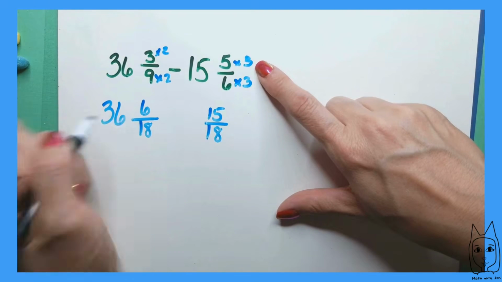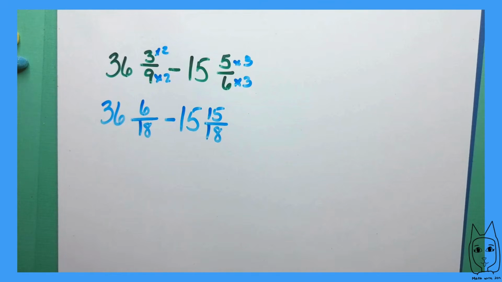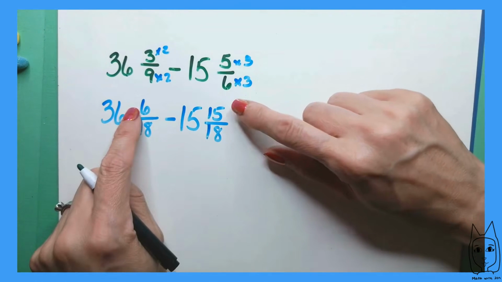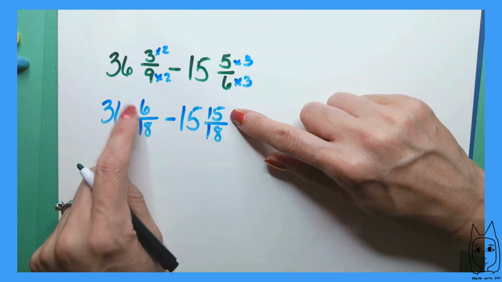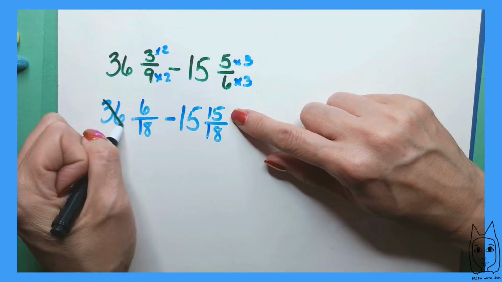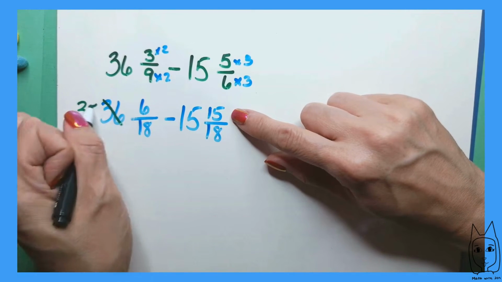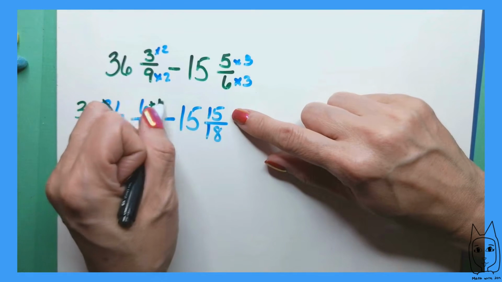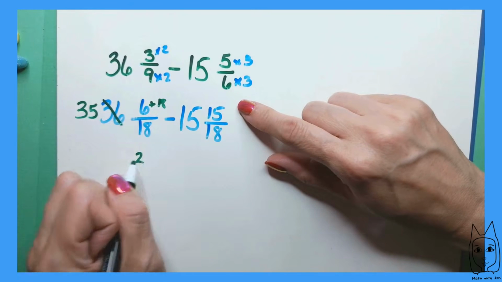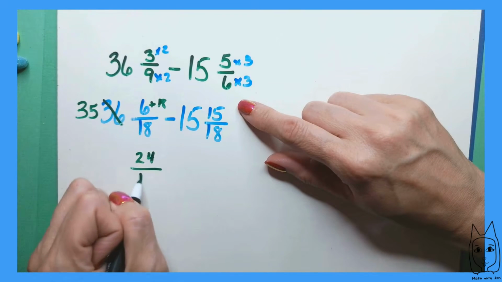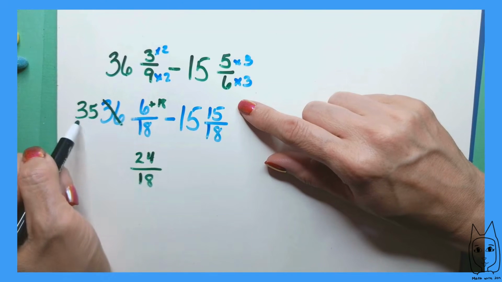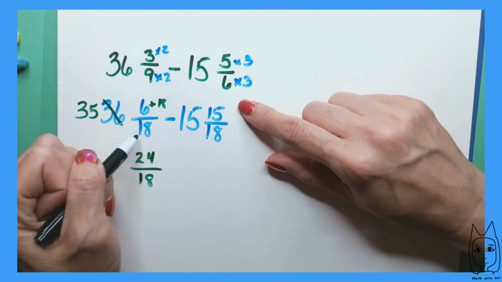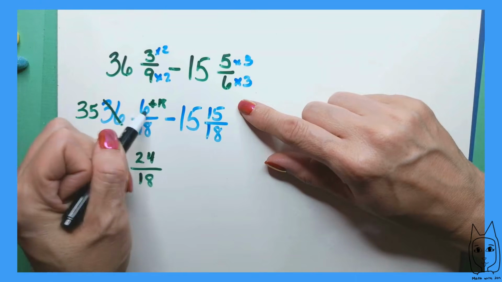Bring down my wholes. Before I do anything, I'm going to see if I have enough equal parts to subtract 15 from. I need to take 6 minus 15. I don't have enough parts. I'm going to have to borrow a whole from here. This is going to go down to 35. I'm going to take one of those wholes. I'm going to break them up into those 18 parts. So now I have 24 over 18. I still have an equivalent amount. I just took one of those wholes and I broke them up into 18 pieces so I could add them to the 6 that I had.